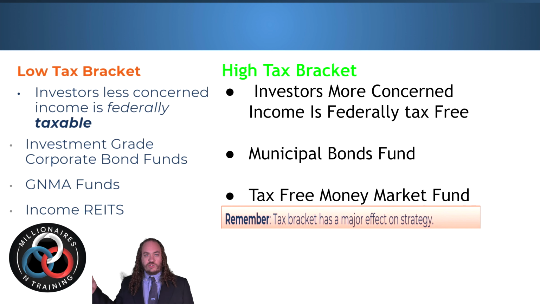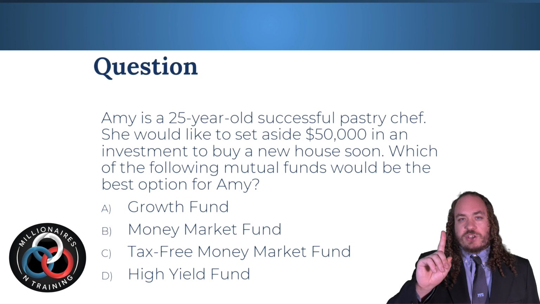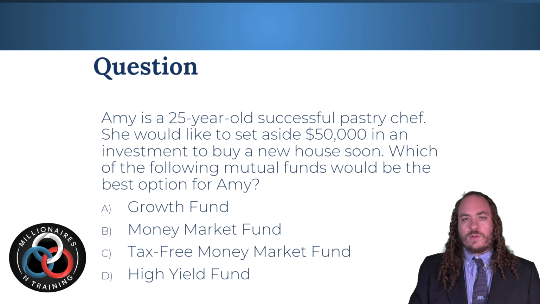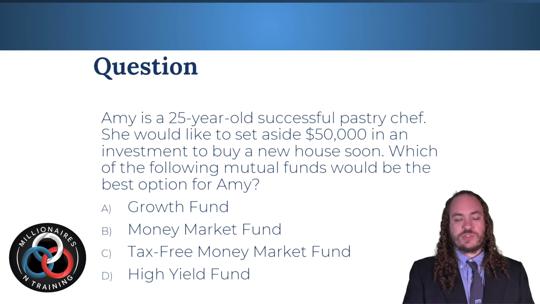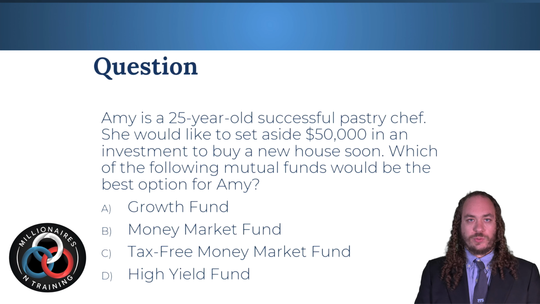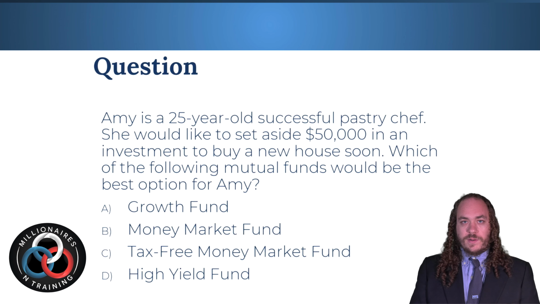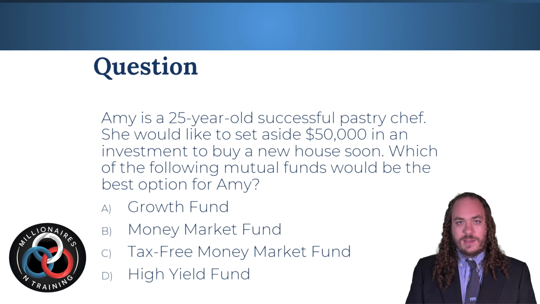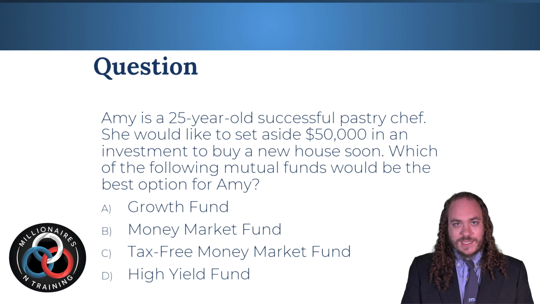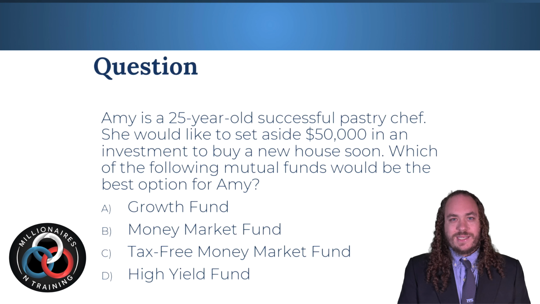With Amy, our pastry chef, except this time she's going to be wealthy. So Amy is a 25-year-old successful pastry chef and she wants to set aside $50,000 in an investment to buy a new house soon. Which of the following mutual funds would be the appropriate option for Amy? A, a growth fund, B, a money market fund, C, a tax-free money market fund, or D, a high yield fund?